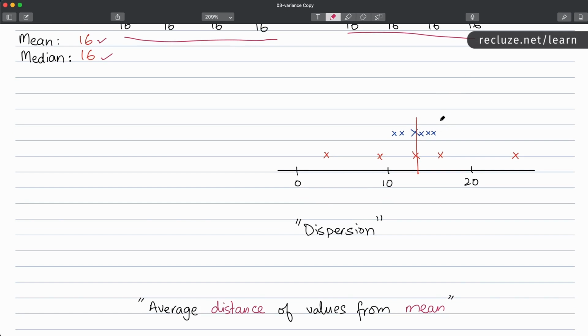These are the two data sets. So one data set here and another data set over here. Now, just by looking at them, which one would you say has more spread? Number one or number two? I'm fairly sure that you will agree that number two has more spread.